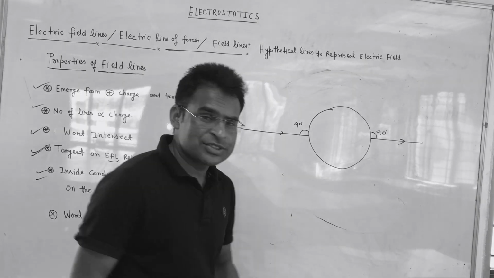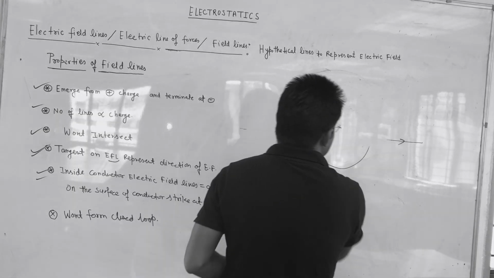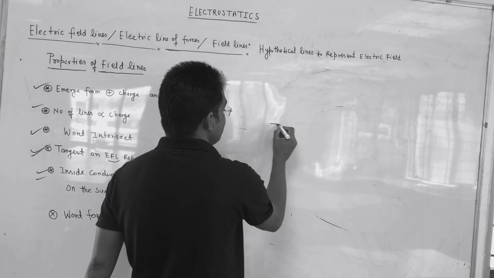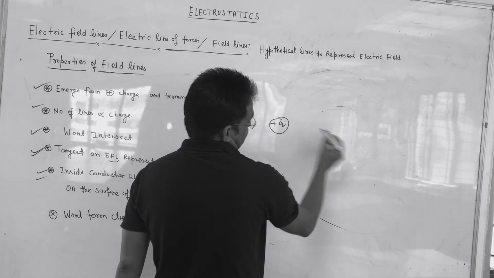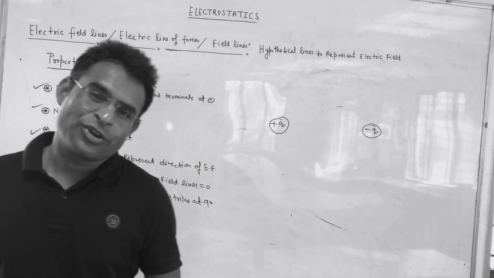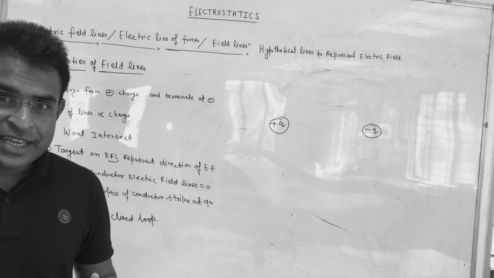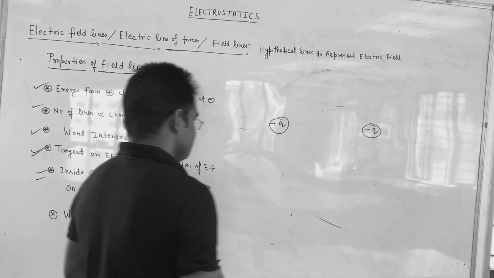Now the next property: it does not form a closed loop. I already told you they start from a positive charge and end at a negative charge, so obviously it does not form a closed loop. And we are talking about the electrostatic electric field. Electric fields are of two types, and right now we are talking about the electrostatic electric field, which does not form a closed loop.